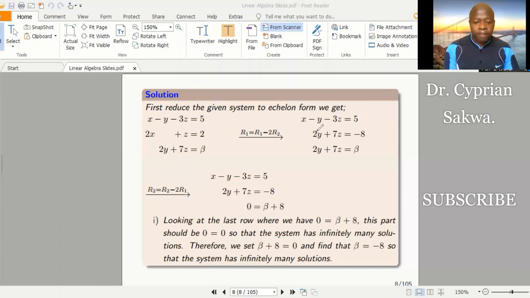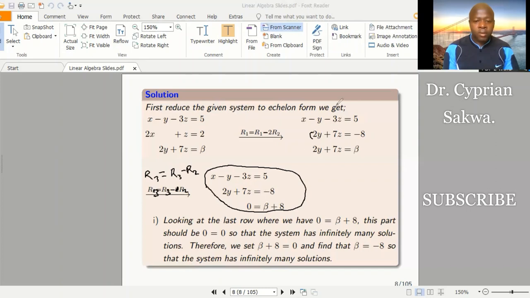So the next thing is now to use this leading entry here to make this one zero. And that is achieved by taking the new row three to be the current row three minus row two. So when we do that, subtracting this from this gives us zero. Subtracting this from this gives us another zero. And subtracting this from this gives us beta plus eight. So we reduce that system to echelon form, and this is what we get.